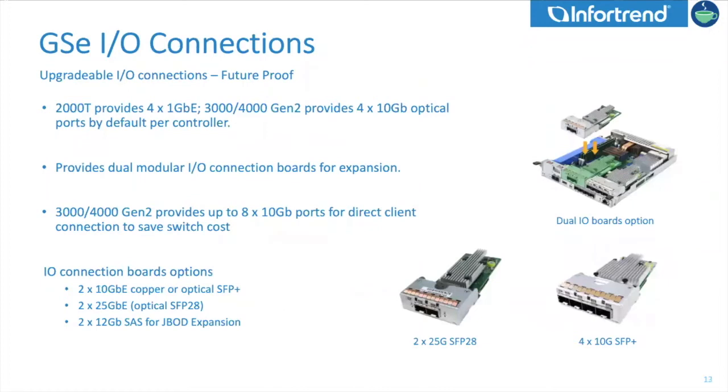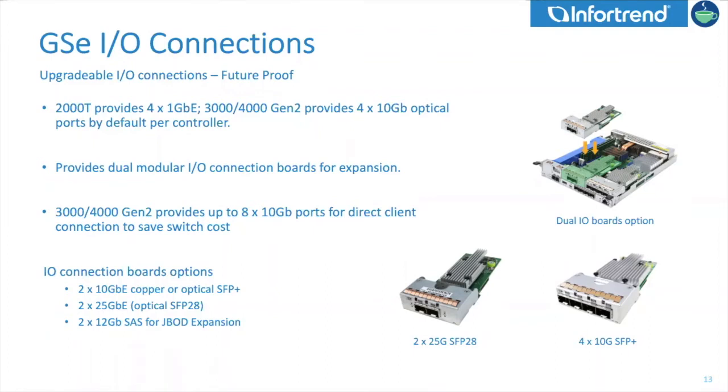Talking about the I/O connections on the GS and GSe and indeed the CS, those of you that have been familiar with Infortrend for a while will know that most of the Infortrend systems will, in addition to having onboard I/O interfaces as default, also provide the ability to add in additional Infortrend I/O boards for expansion. So these could be 10 gigabit, copper or optical, 25 gigabit. In the case of the GSe, other models also support 40 gigabit and SAS for expansion to further JBODs.